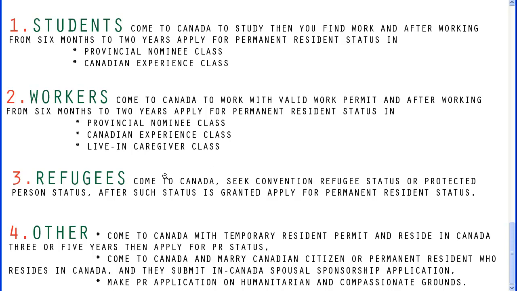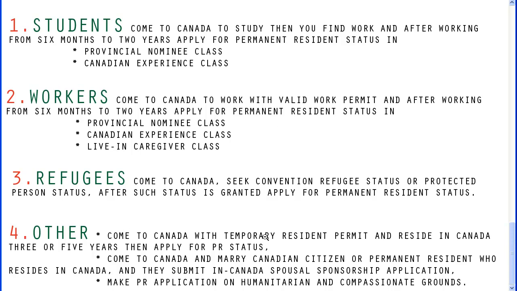The third one is refugees. When somebody is granted conventional refugee status or protected person status, at that point they will have an option of applying for permanent resident status as well. And there are a few other categories which don't belong to those three major ones listed here.